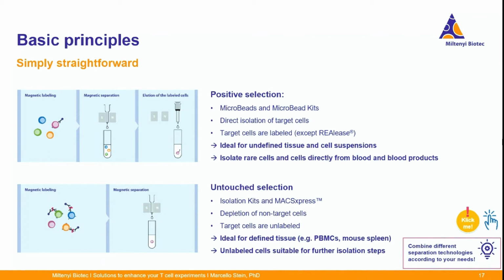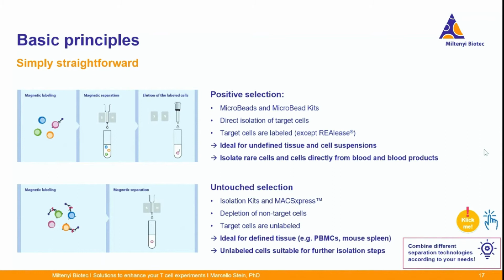The positive selection approach with MicroBeads is very specific and ideally suited for rare cells or undefined single cell suspensions, such as tumor, as well as other difficult or compromised samples, for example, from sick donors.